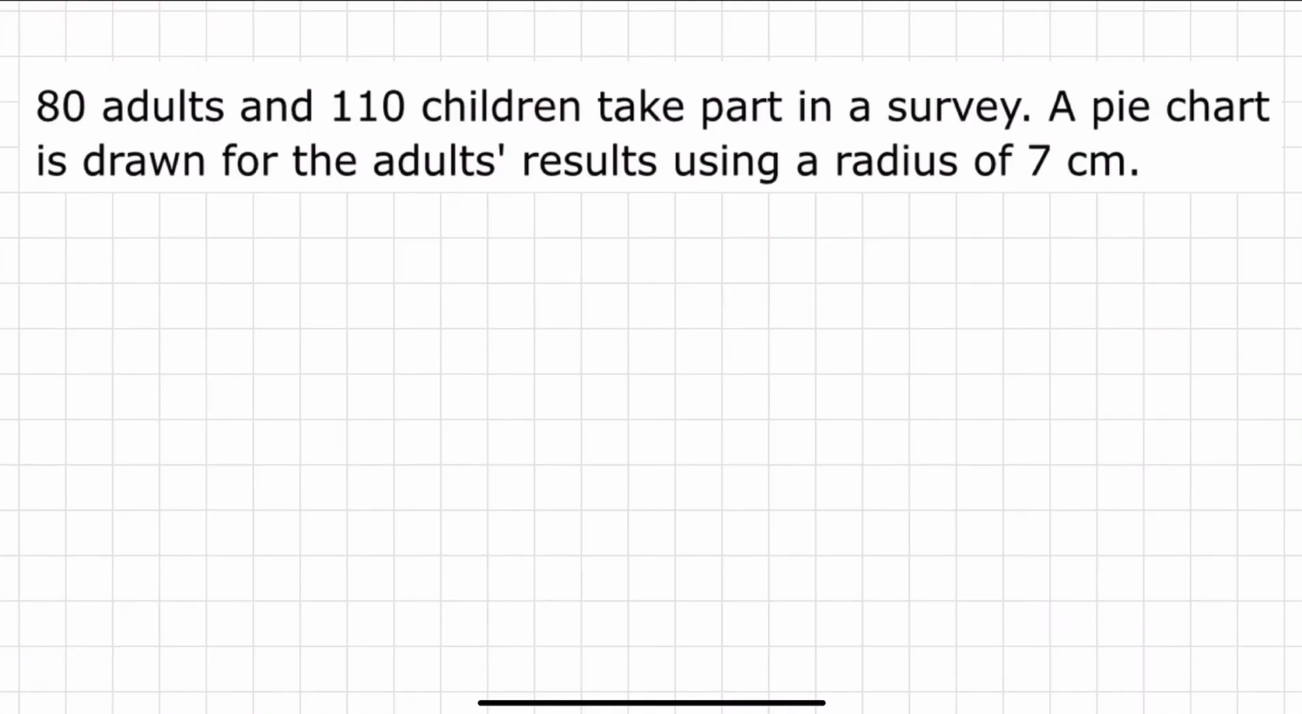80 adults and 110 children take part in a survey. A pie chart is drawn for the adults' results using a radius of 7 centimeters. So we know for adults, the area is going to be pi times 7 squared, which is 49 pi.